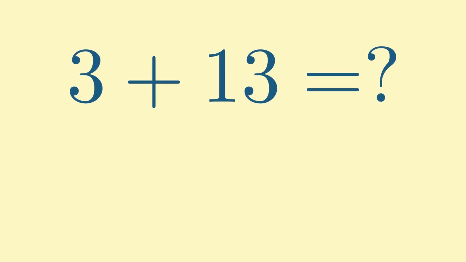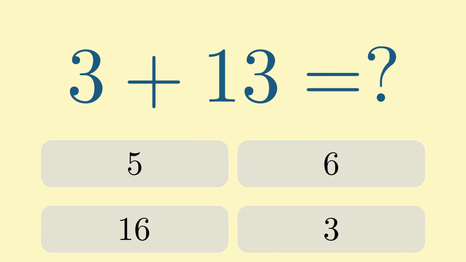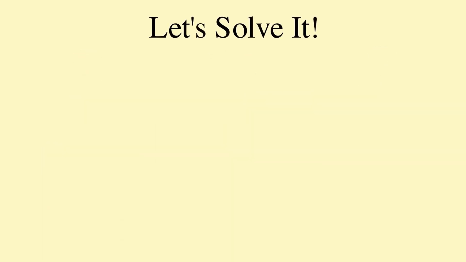Take a look at the 4 answer choices below. You have 5 seconds to choose the correct answer. 5, 4, 3, 2, 1. Time's up. The correct answer is 16. Now, let's see how we got this answer. When adding 3 and 13, we align them in column format. 3 plus 13 equals 16.